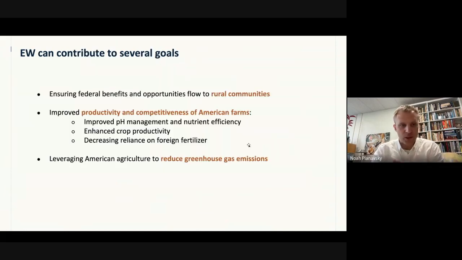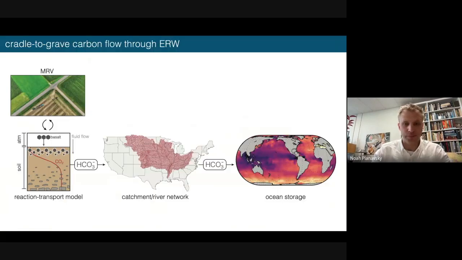And lastly, one of the things that's important to keep in mind is this also fits very closely with the goals of the current administration and the federal government, where it's a way to both drive carbon dioxide removal and support rural communities. Part of that is that this plays a large role in supporting farmers, as already stressed. So it's a way of leveraging American agriculture to reduce greenhouse gas emissions.